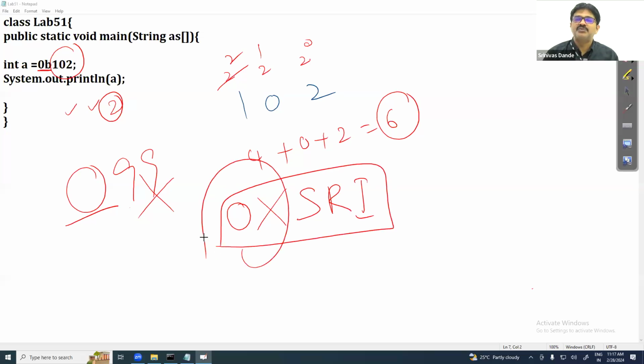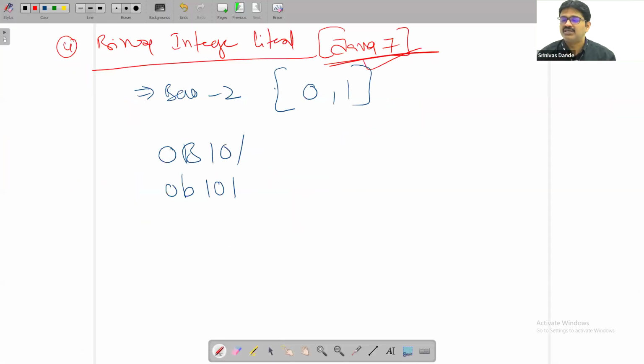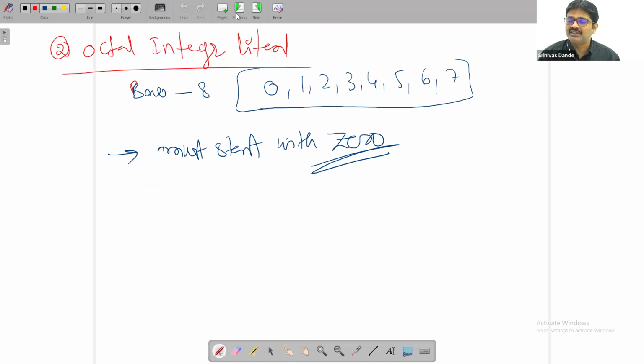In the hexadecimal family, A, B, C, D, E, F. Only 6 letters can be used as digits. S not allowed, R not allowed, I not allowed. So that's what I clearly told you. Very clearly, I mentioned these are small points. Even though they are small points, I want to register them in your mind.